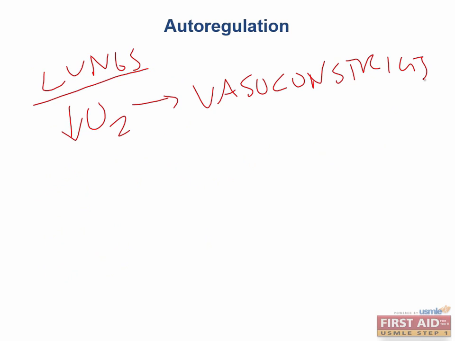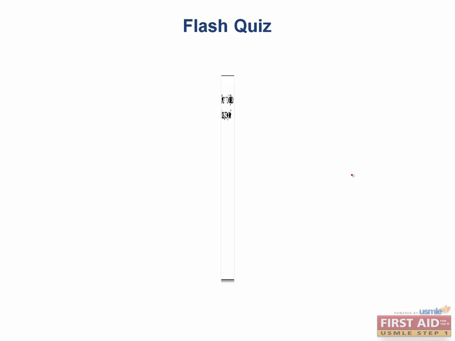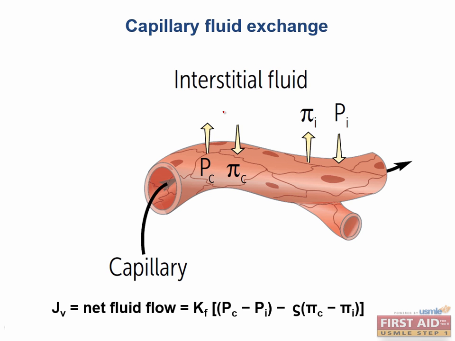Here we go. By what mechanism does increasing heart size increase myocardial oxygen demand? By causing an increase in wall tension. Remember the law of Laplace here. It pops up again. If we increase the heart size by either increasing the thickness of the myocardial wall or increasing the radius of the chamber, there's going to be an increase in the wall tension. All right, now we hit capillary fluid exchange.